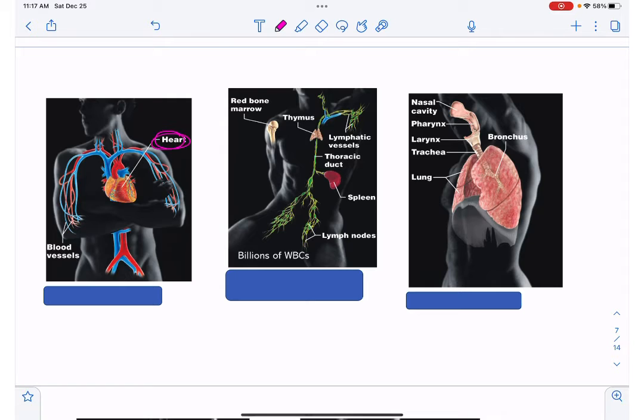The heart, blood vessels, as well as the connective tissue, blood, which is a liquid connective tissue that runs within those blood vessels. What organ system is this?